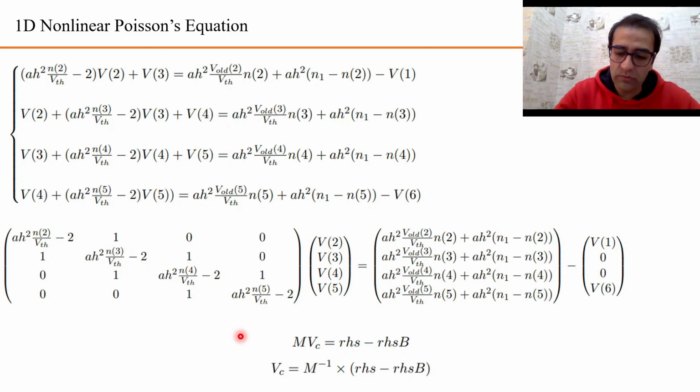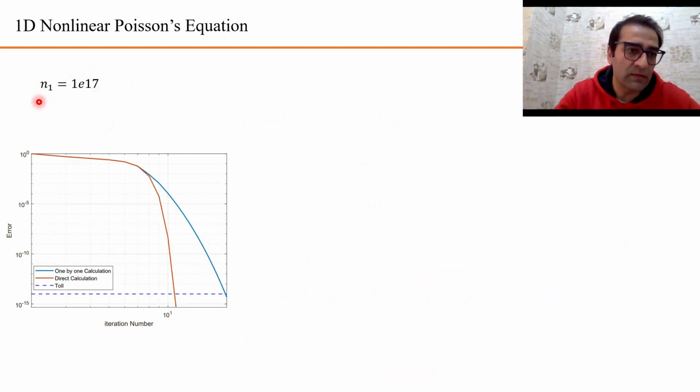And if we do that, we will see that for N1 equal to 1E15, we have such convergence for the one-by-one calculation. One-by-one calculation means the method that we used in the previous video. And this is the convergence for the direct calculation, or inverse matrix method, or whatever you call it. You may call it direct calculation, matrix form calculation, or inverse matrix calculation. We see that by using this direct calculation, the convergence speed is slightly increased, as you see in the graph.